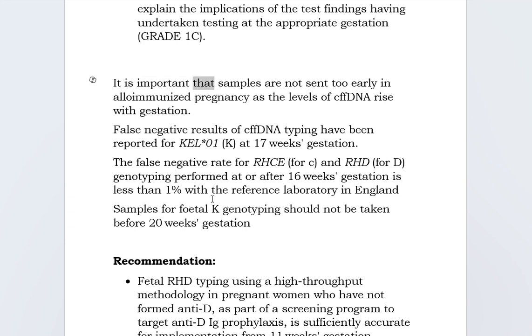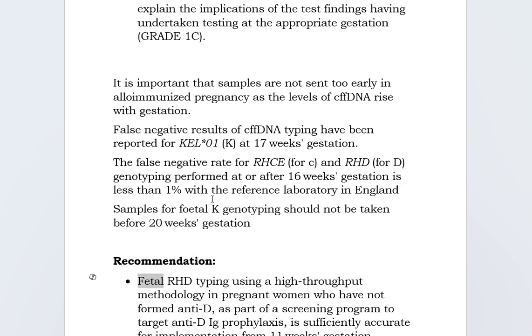It is important that samples are not sent too early in allo-immunized pregnancy as the levels of cfF-DNA rise with gestation. False negative results of cfF-DNA typing have been reported for KEL*01, K, at 17 weeks gestation. The false negative rate for RHCE, C, and RHD, D, genotyping performed at or after 16 weeks gestation is less than 1% with the reference laboratory in England. Samples for fetal K genotyping should not be taken before 20 weeks gestation.